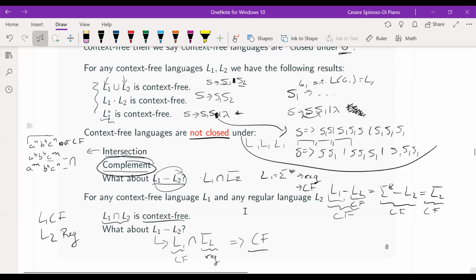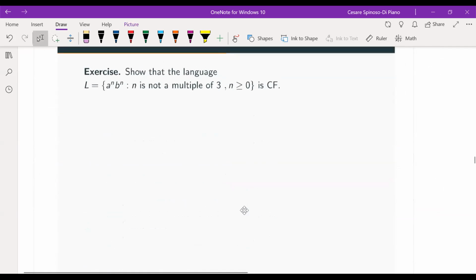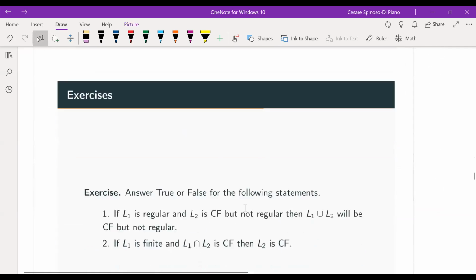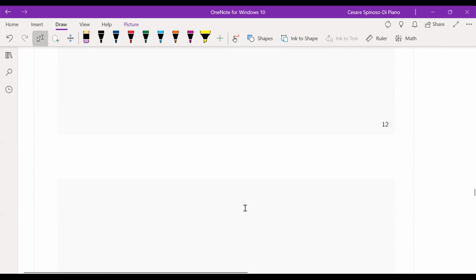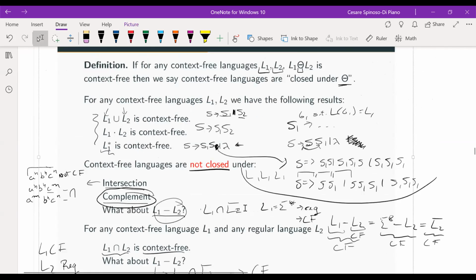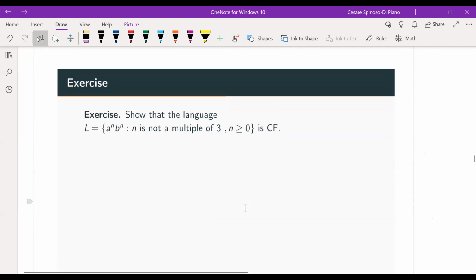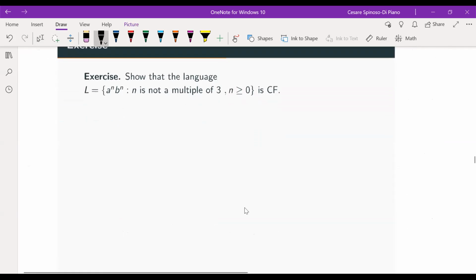Okay, so let's do this exercise, and then I don't think I'm going to have time for the pumping lemma. I mean, you didn't really see it in lecture, so I can maybe just briefly talk about it.